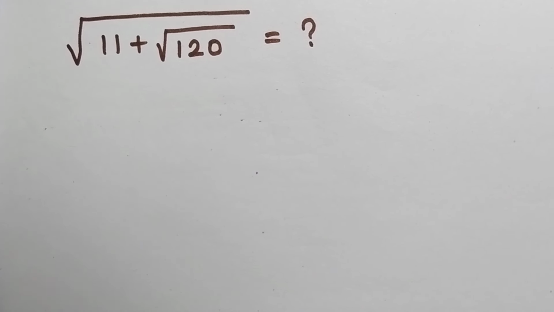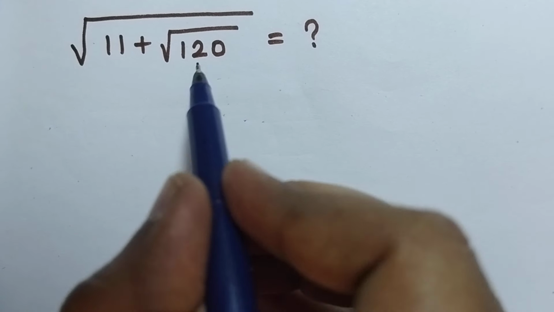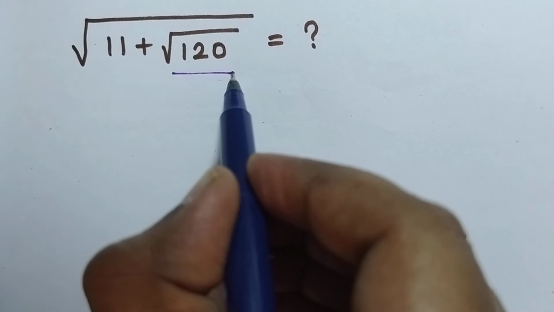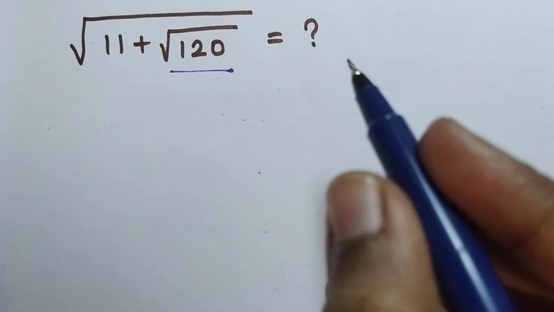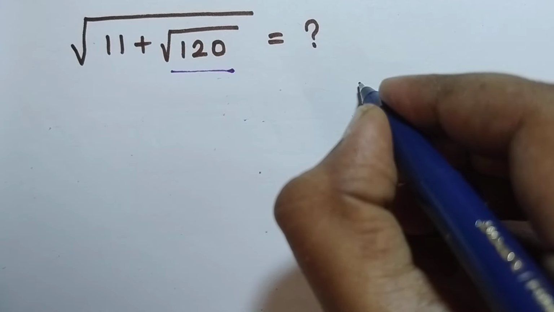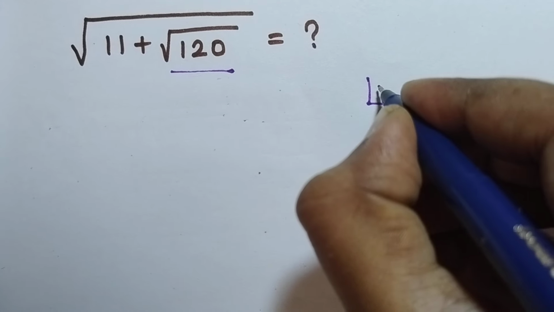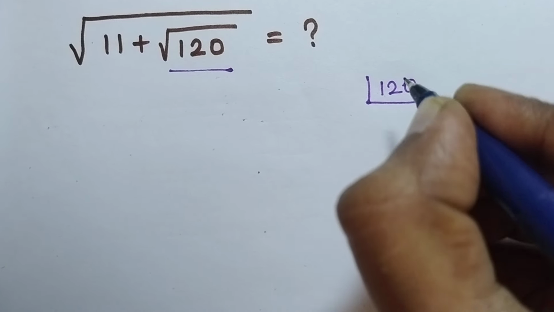In today's class, we are going to learn how to handle this type of problems in competitive exams. So, if you see problems like this, first you have to take the inner root and find the multiples of this number. In order to find these multiples, I'm going to take the LCM for that number. Therefore, 120 is the number.